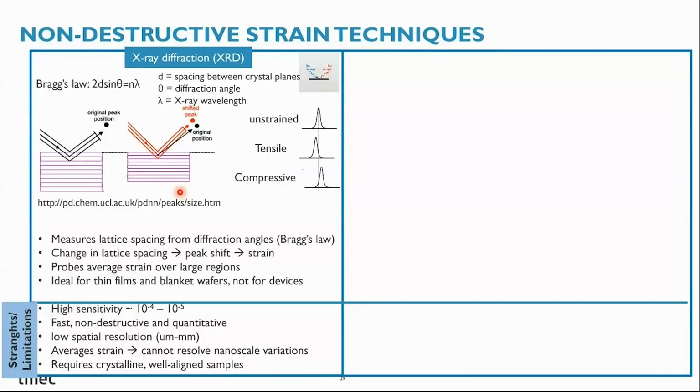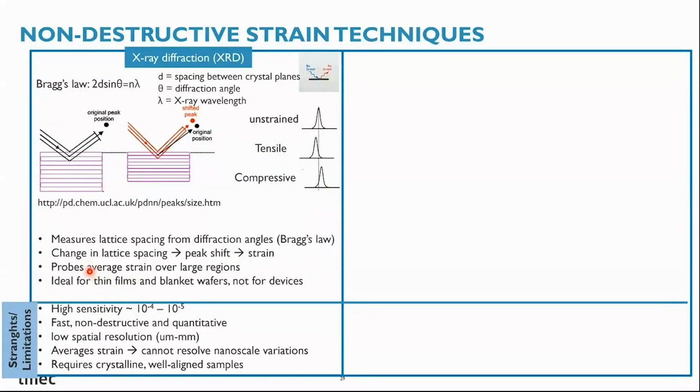So to measure strain, we need to measure the lattice parameter changes. When X-rays arrive on a crystal, they reflect from atomic planes and interfere. The angles where we get strong diffraction peaks follow the Bragg law. So if the lattice expands or contracts, the interplanar spacing changes, and that will be shown by a shift in the peak. At lower angle, we have tensile strain, at higher angle, compressive strain.